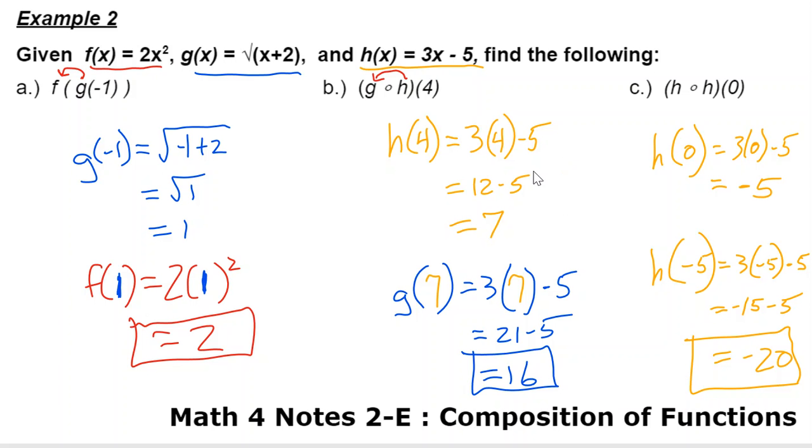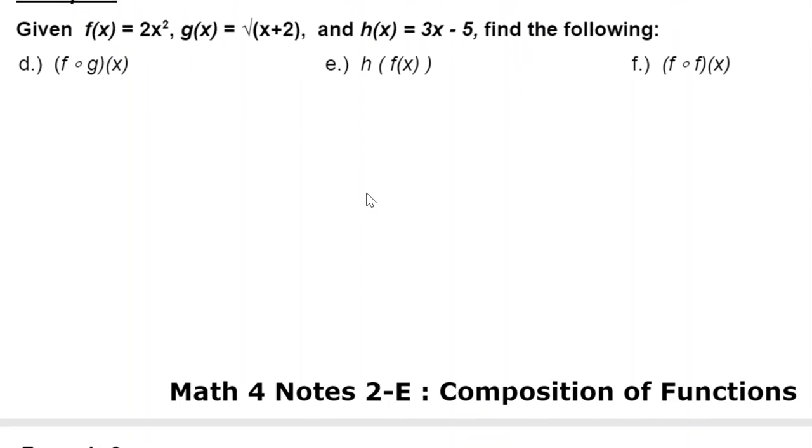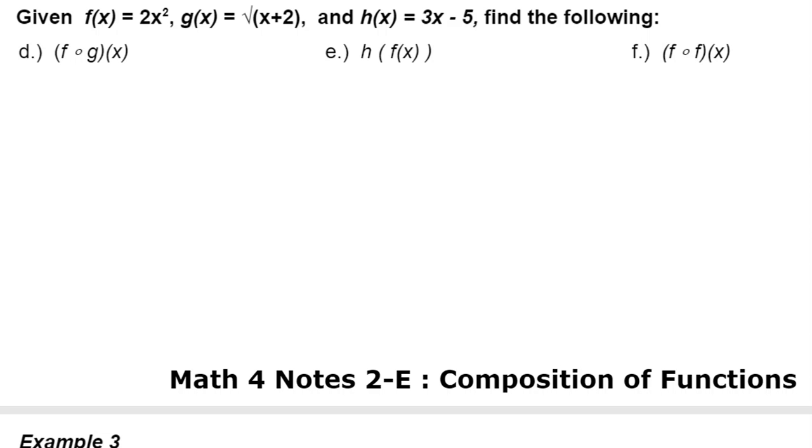And I guess, well, I'll save that story in just a minute. We've got a few other examples here to work through.